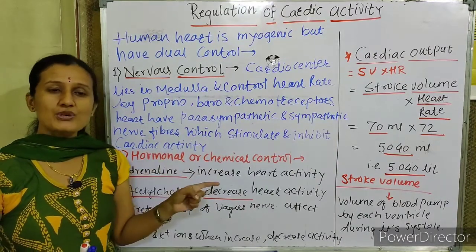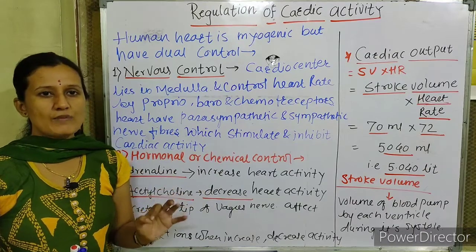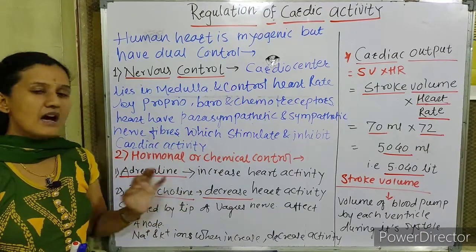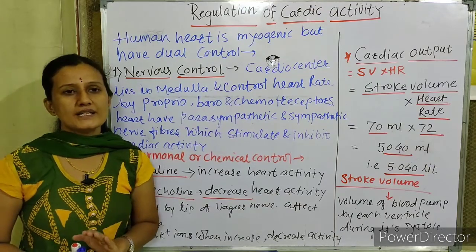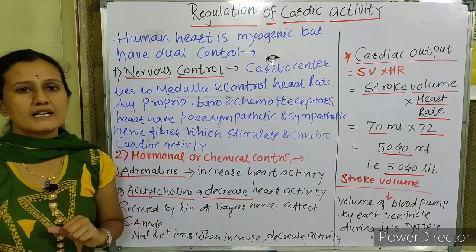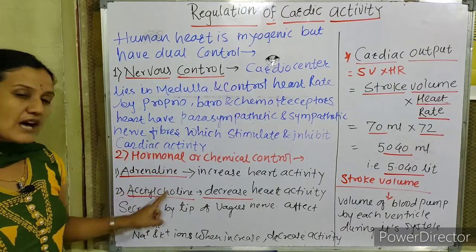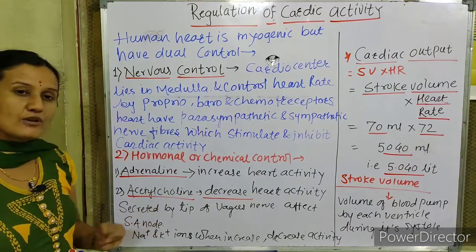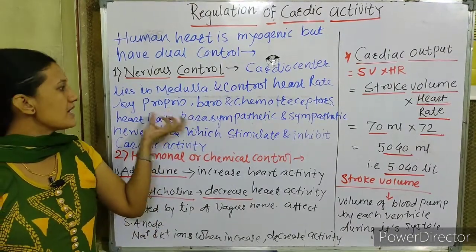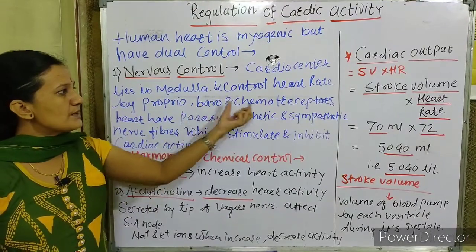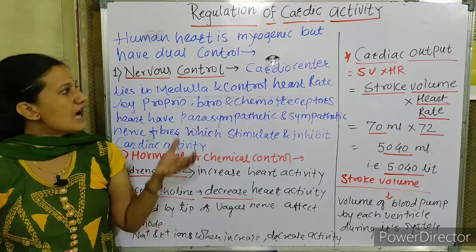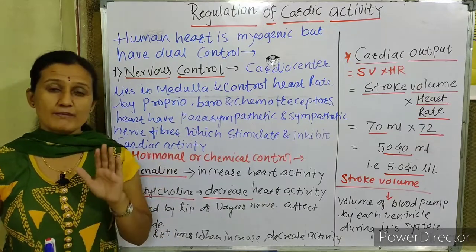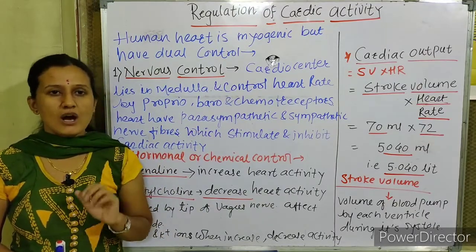Though the heart is myogenic in nature, it is controlled by both nervous and hormonal control. In this way, the heart regulates its activity by two hormones, adrenaline and acetylcholine, by many receptors, that is proprioceptor, baroreceptor and chemoreceptor, and two nerve fibers, the parasympathetic and sympathetic nerve fiber, and one main center, the medulla oblongata.